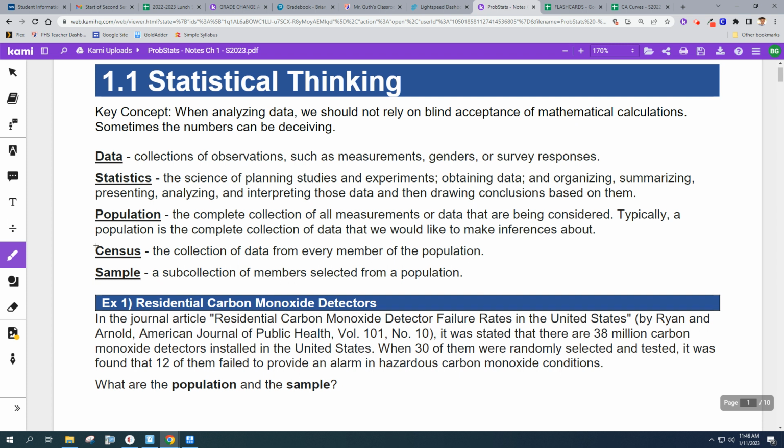One thing to point out is the difference between population and sample. Population is talking about all the numbers. Sample is talking about some of the numbers. So a population might be like every citizen in the United States, and a sample might be if I just randomly sampled 500 of them or something.